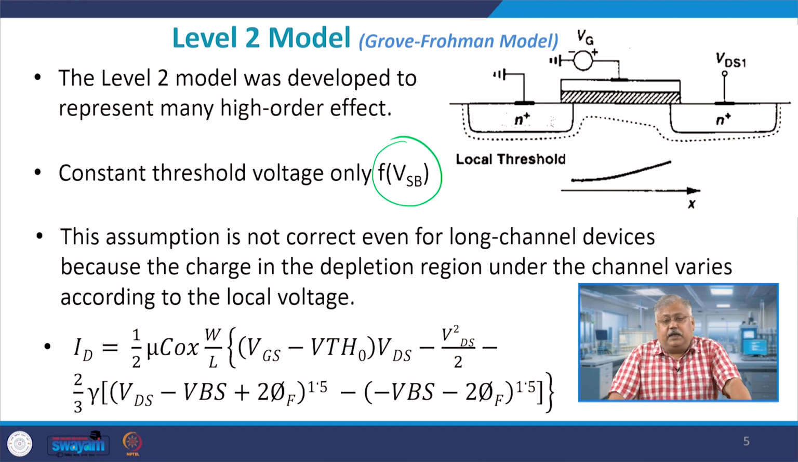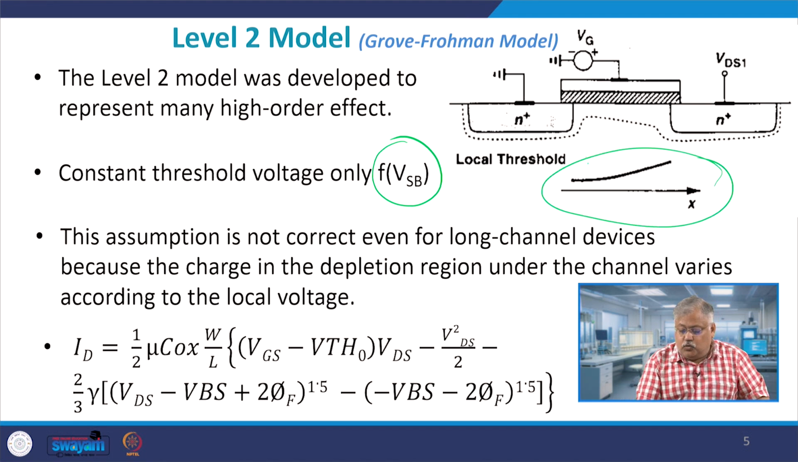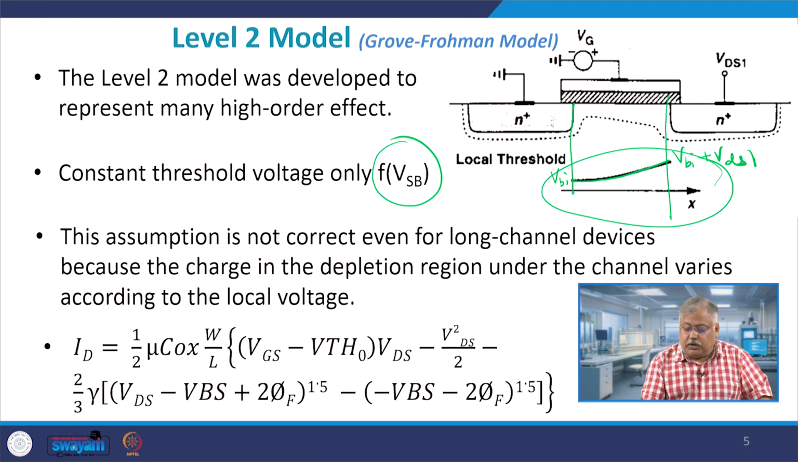However, this dependency of the threshold voltage on VSB is not correct for very long channel devices, because the charge in the depletion region will also vary according to the local voltage. How do you define a local voltage? Local voltage is basically the voltage at that particular point within the channel. As you can see from here, as the x value goes right from this point to this point, the local potential goes on increasing. This will be V built-in, and this will be V built-in plus VDS1 in this case. If the source is grounded, it will be V built-in, and this will be V built-in plus VDS1, which you will get here.